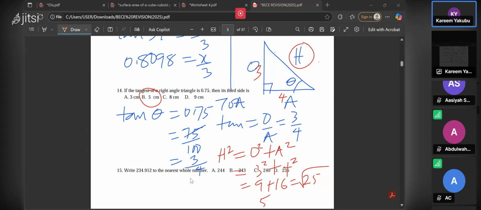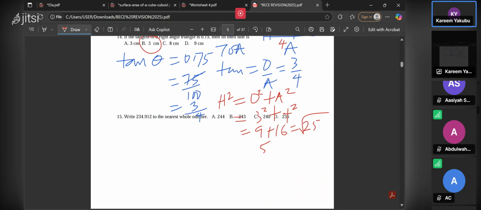All right. Sorry for that. Question 15 now. Let me erase this side. So write 234.912 to the nearest whole number. To the nearest whole number.